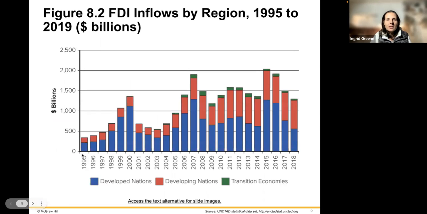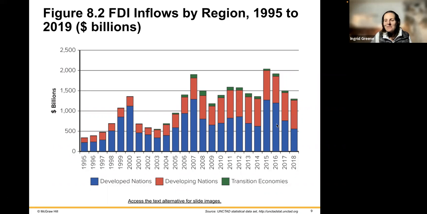FDI flows by region, 1995 to 2019. We're looking at developed nations. As we said on the previous slide, it used to be the US and Europe that would get a lot of the investment money. Those are the blue parts of the bars here. And then you'll see the developing nations, pretty consistent, but from about 2005 getting bigger and bigger, almost as big as the blue bars.